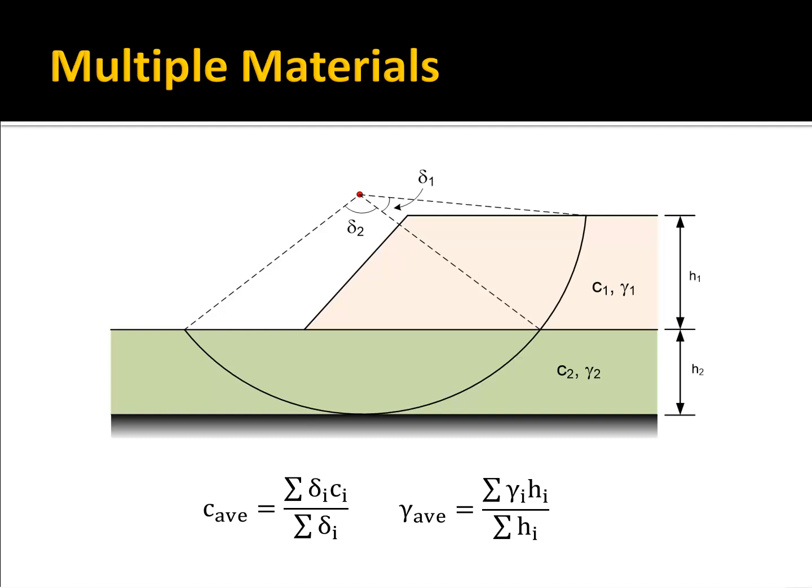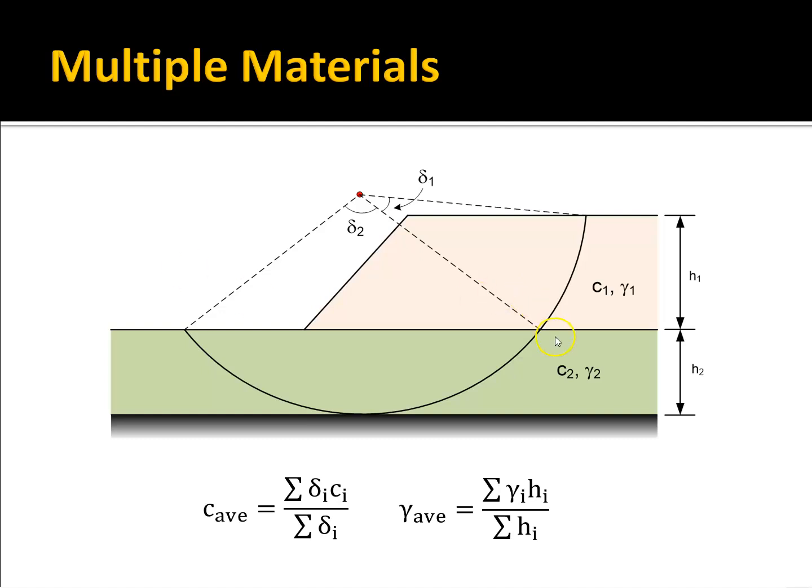Finally, if you have multiple materials, you can still use these charts. You just have to come up with an average cohesion and an average unit weight. To get the average cohesion, you use a weighted average of the two cohesions, and it's weighted based on how much of the material is in each of these. And so it's shown here based on this angle. I don't know if you'd need to actually go to the effort of calculating those angles. You could just eyeball this length and do a weighted average.